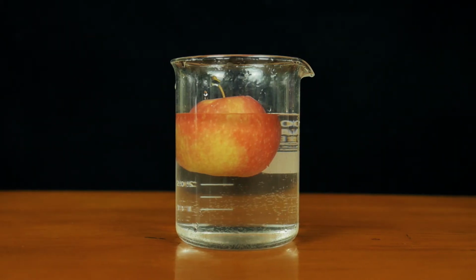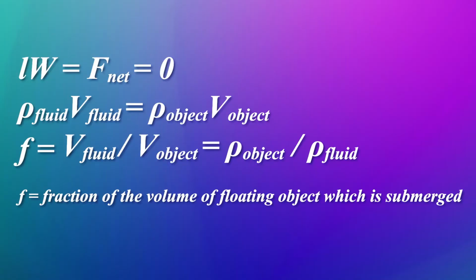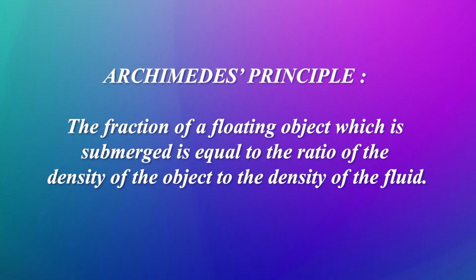This is because the density of the apple is lower than the density of the water. We can see that only a part of the apple's body is in the water. We can find the fraction of the volume of the floating apple and its submerged part by using this formula. The volume of an apple in the water, which is equal to the volume of water displaced, divided by the volume of the whole body of the apple is equal to the density of apple divided by the density of water. By referring to Archimedes principle, the fraction of a floating object which is submerged is equal to the ratio of the density of the object to the density of the fluid.